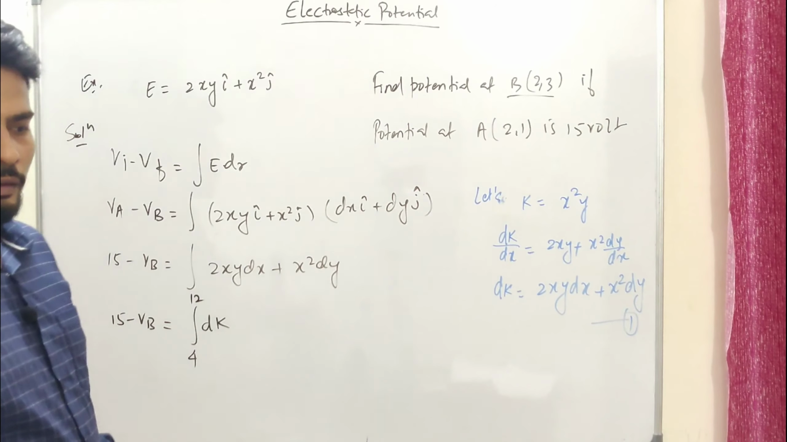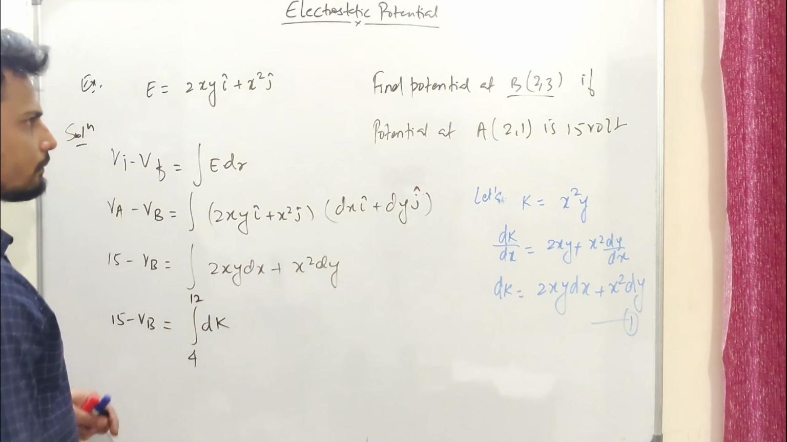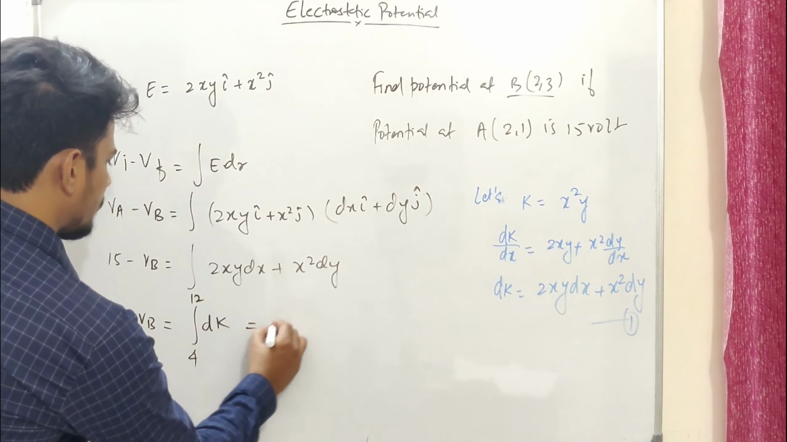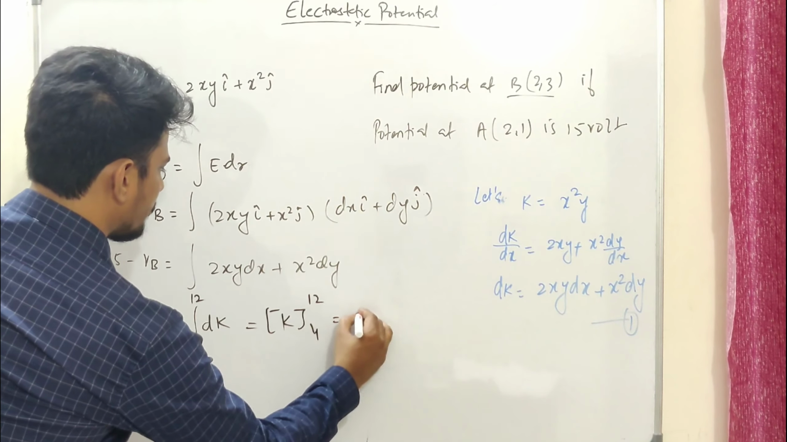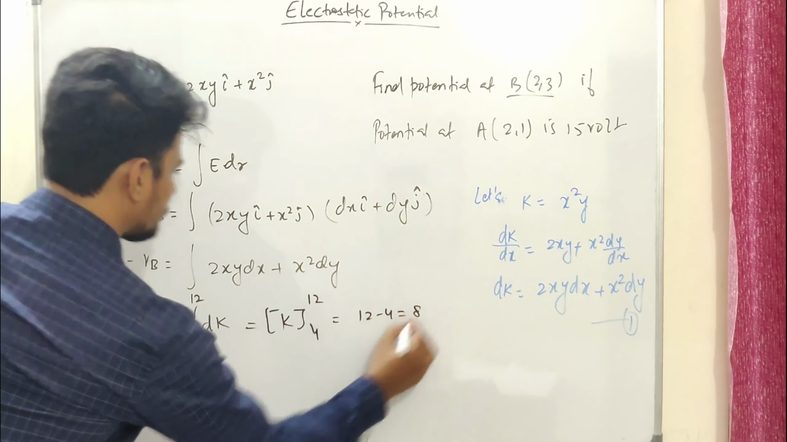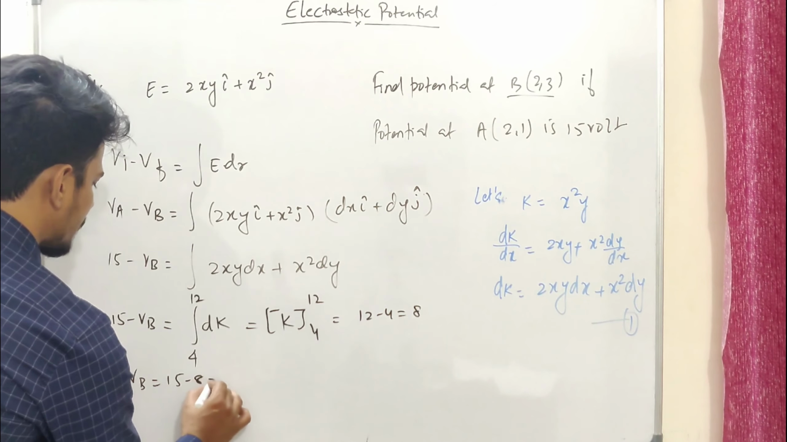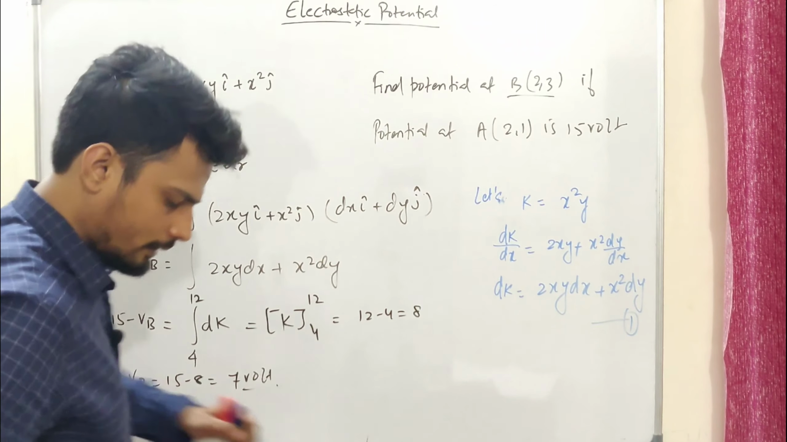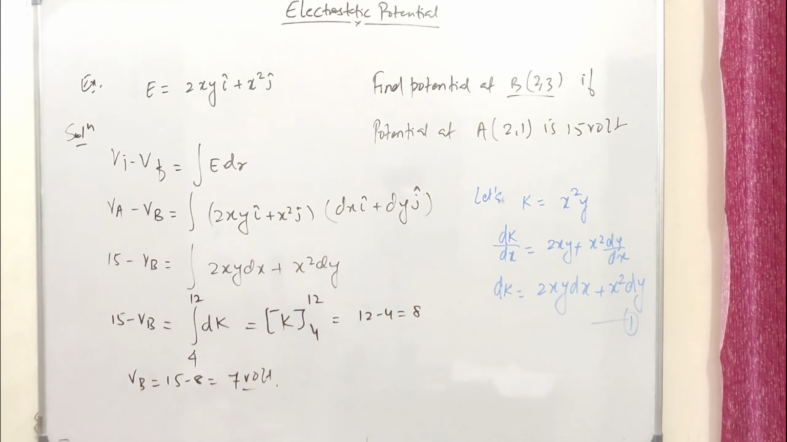Right? Now if you have this case, I'm going to have how much? Sorry, 2 comma 3, yeah. So this is going to be k, 4 and 12. I'm going to have 12 minus 4, which is 8. So VB should be 15 minus 8, which is how much? 7 volt. Right? So the value of potential at VB should be how much? 7 volt. Agree or not?